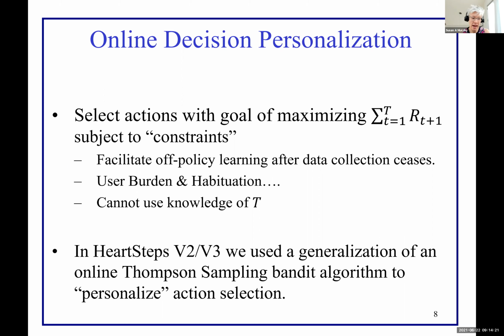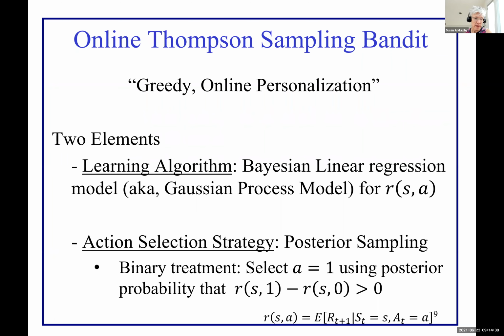We generalize this algorithm in a number of ways. I'm going to only talk to you about a couple in the next couple of slides. The reason I'm doing that is because I really want to get to the part about how you analyze this, how you think about this data after the study's over. So again, we used an online Thompson sampling bandit algorithm, or generalization of that, to choose A_t equal 1 or A_t equal 0. A_t equal 1 means the suggestion is delivered, 0, it's not delivered.